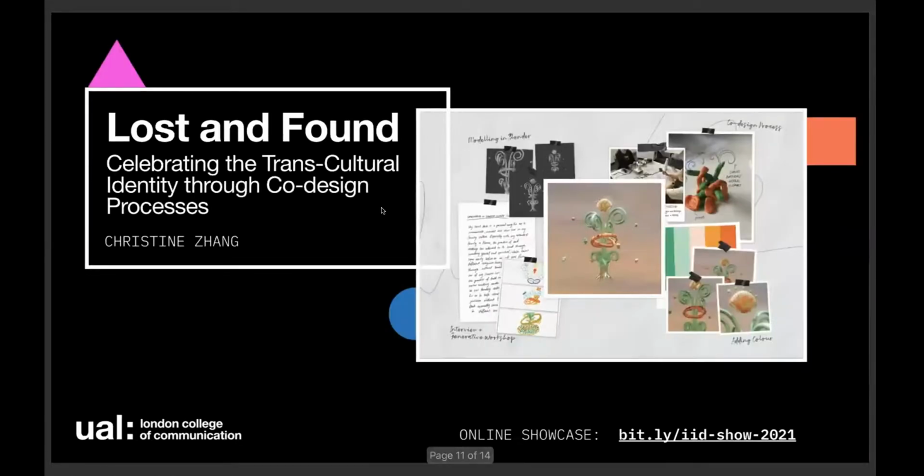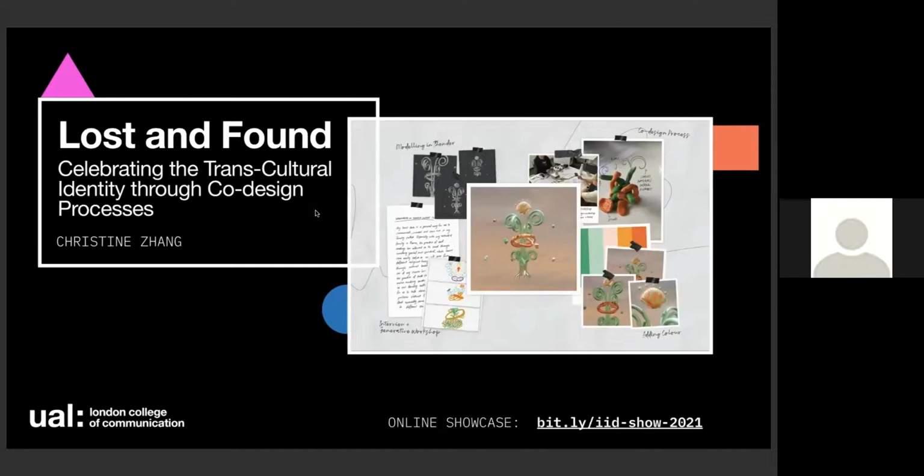Second, we have Christine and her talk, Lost and Found, celebrating the transcultural identity through co-design process. Christine's project is immense in terms of scale, and it's fairly complex in ambition and realization as well. Christine's going to talk about a small portion of it. And yeah, I'll just pass you over to Christine.